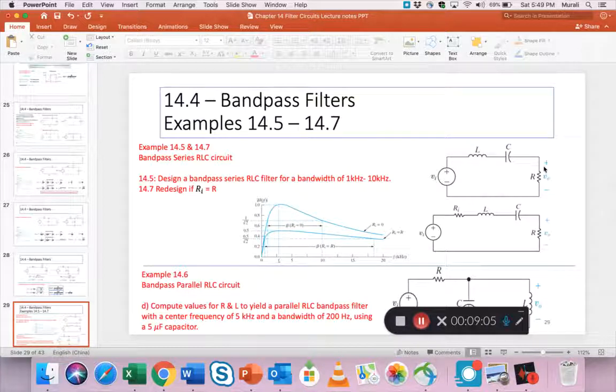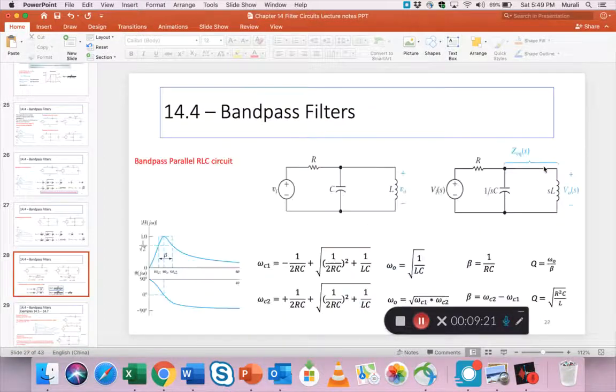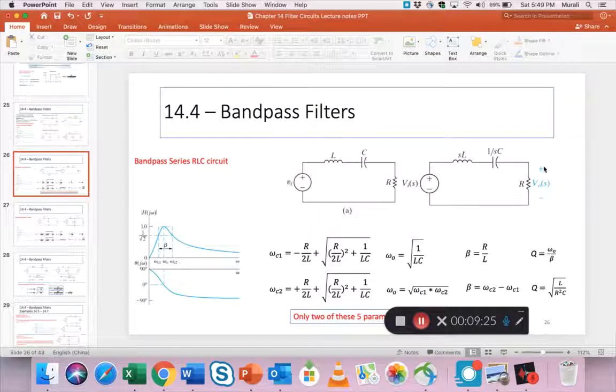He does do a double check by substituting these values back in equations 1414 and 1415, which are the ones I had given you on, I think, the previous slide, on slide 27, no, 26. So you see for RLC series circuit, that formula for omega C1 and omega C2. Now we already know omega C1 and C2, right?